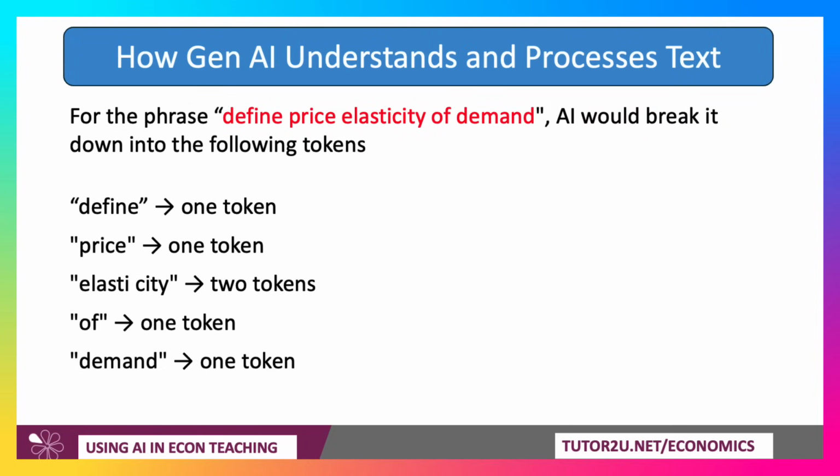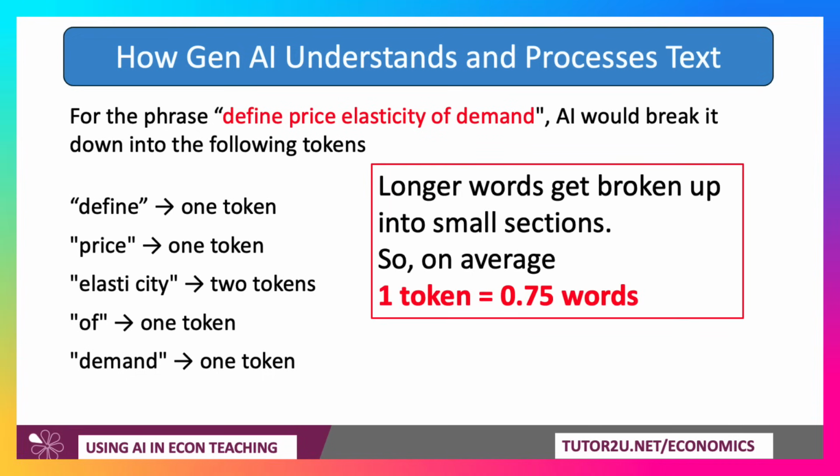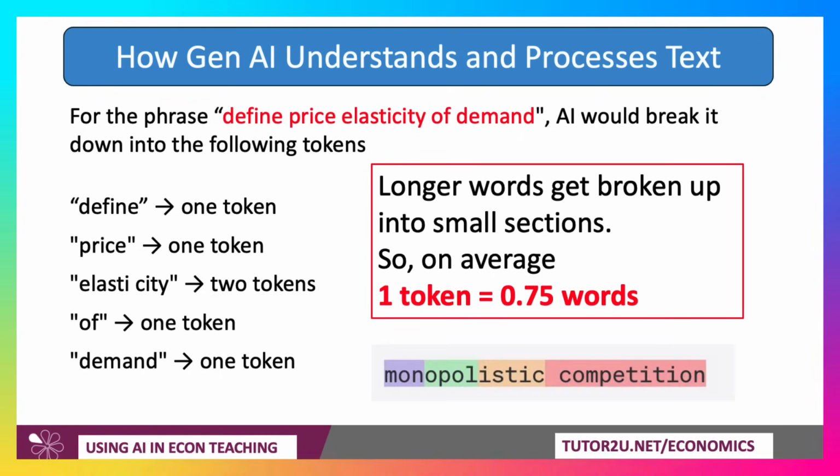So, for example, if you're typing into ChatGPT or some other program, "define price elasticity of demand", a pretty standard economics term, AI would break it down into the following tokens. Define would be one token, price would be one. Elasticity, a slightly longer word, would be two tokens. So basically they break a word down into tokens. Longer words get broken up into smaller sections. On average, one token is about 0.75 of a word. So if you're typing in "explain to me monopolistic competition", you've already used 4, possibly 5 tokens straight away.